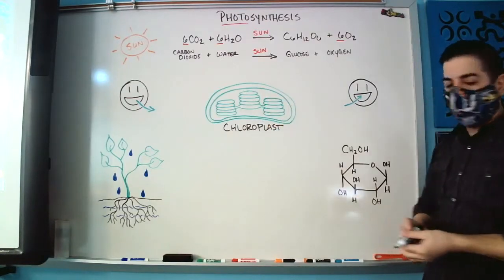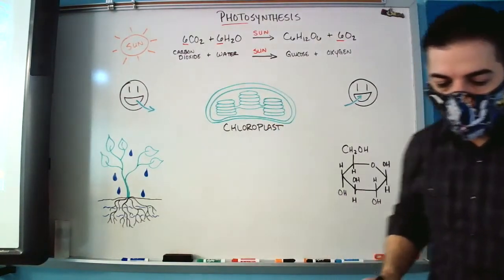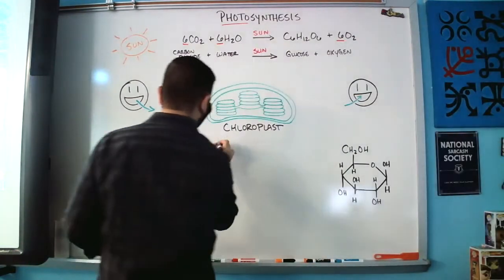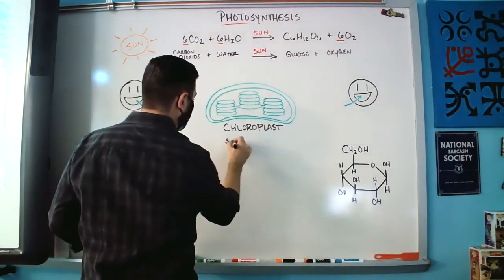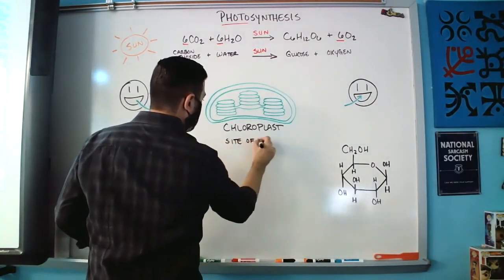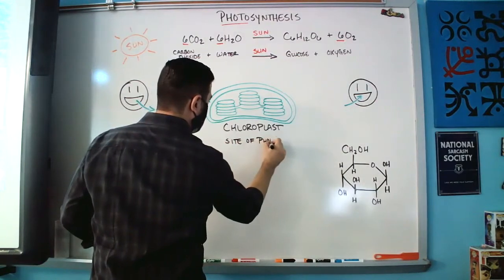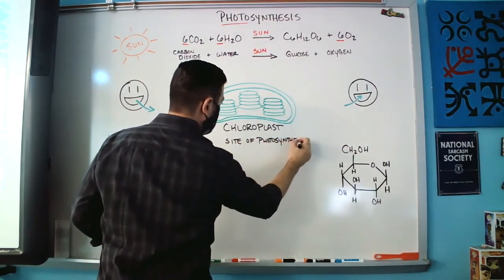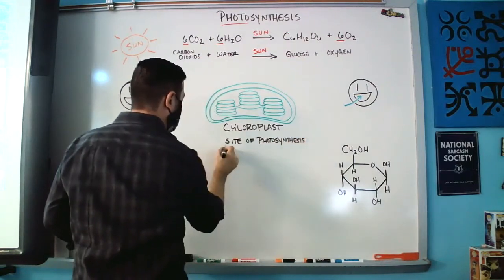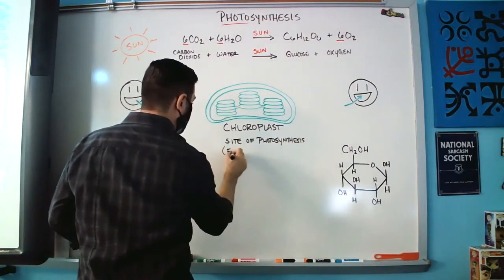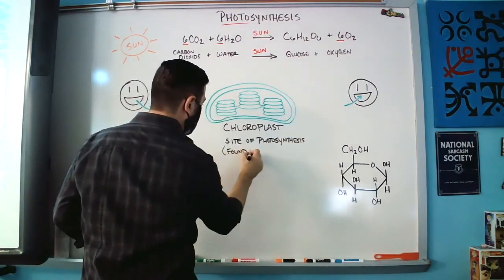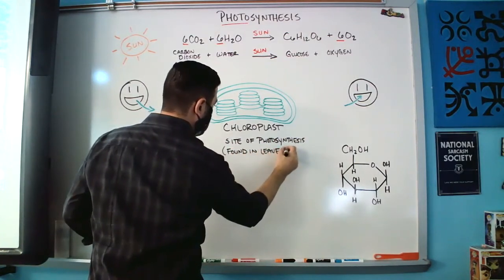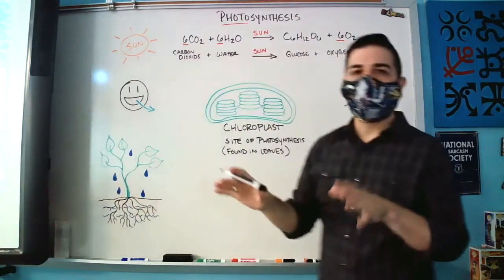All right. So the chloroplast, we're going to identify that as the site of photosynthesis, right? And this is something you should already have in your notes from when we looked at organelles. And it is predominantly found in the leaves of plants. Mostly found in the leaves.